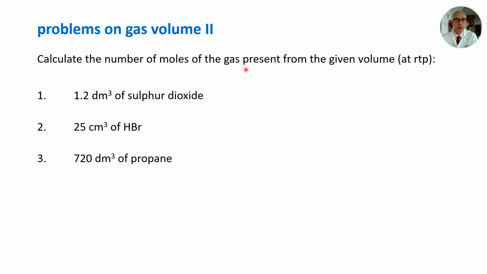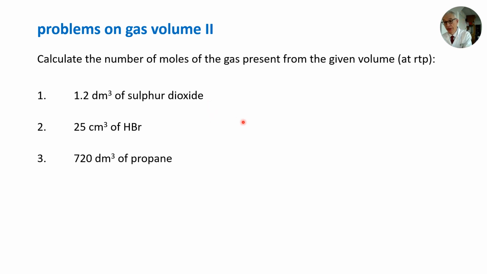So this time, calculate the numbers of moles of the gas from the given volume at RTP. So we've got 1.2 decimeters cubed of sulfur dioxide. How many moles is contained in that volume? Do all three, complete, come back to check your answers.